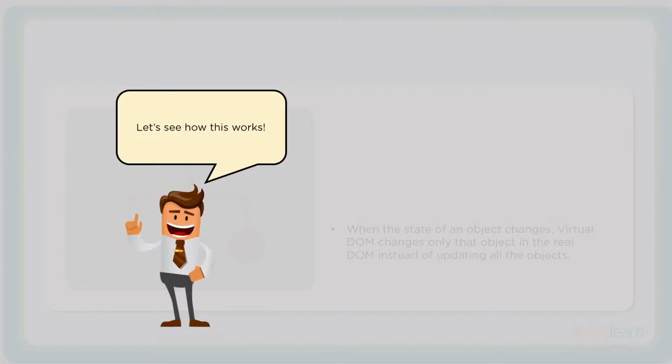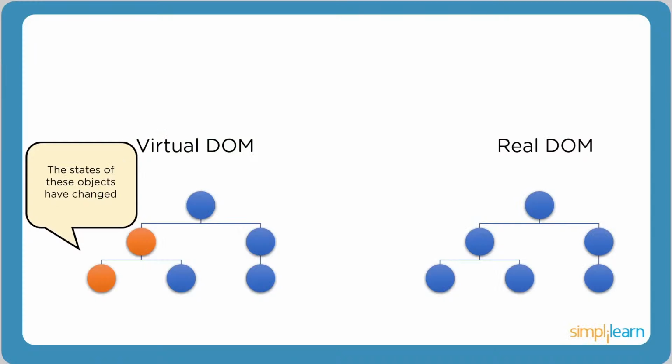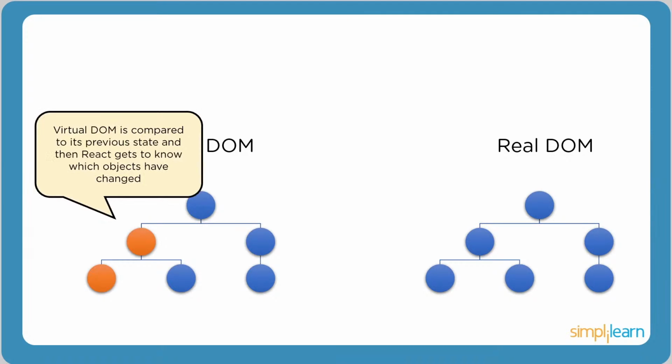Let's see how React counters this. Now consider two objects whose states have been changed. React now compares the virtual DOM with the virtual DOM snapshot that was taken right before the update. By comparing the new virtual DOM with the pre-update version, React figures out exactly which virtual DOM objects have changed. Now React only updates those objects on the virtual DOM. This makes a big difference when it comes to speed.